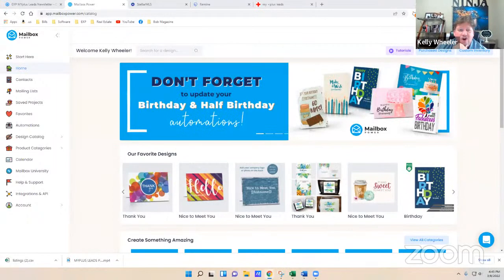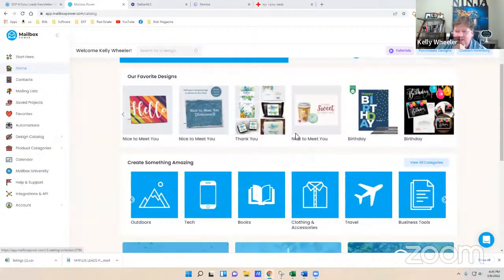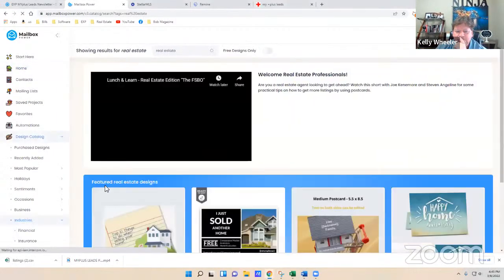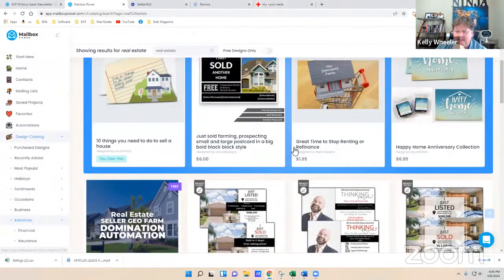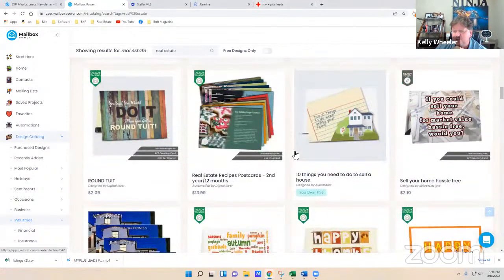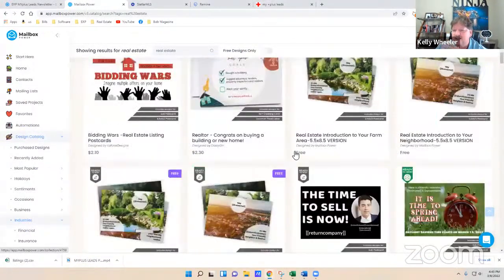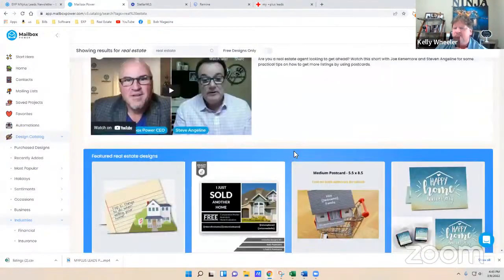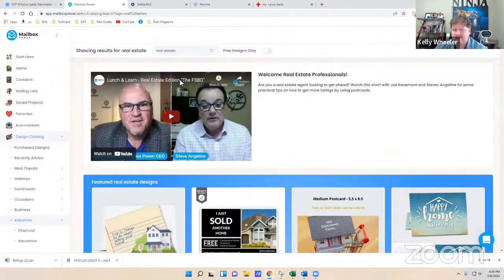Now, if you go into the home screen and go down to where it says real estate, there are tons of cards, guys. Some of these are free and some you can purchase for as little as $1. Once you purchase it, you own it. You can edit it and change it at will and use it as many times as you want and don't have to pay anything else. I like to go in here and put in the word buyer, and let's see what pops up.